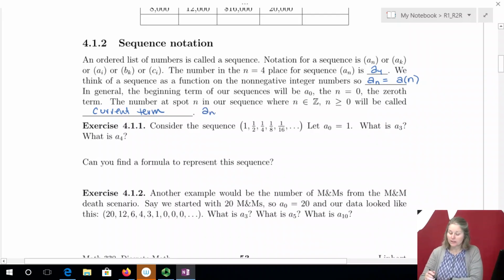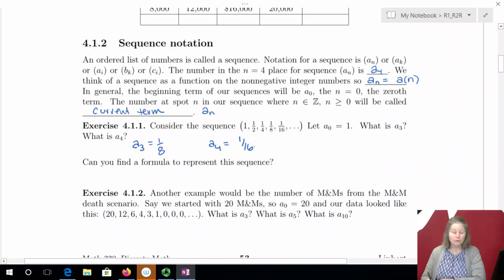So let's consider a sequence. This sequence starts with 1, and then you get 1/2, and then 1/4, 1/8, 1/16, and so on. Let a sub 0 equal 1, so we would say the first term is 1. What is a sub 3 and what is a sub 4? Let me start with a sub 3. If that's 0, 1, 2, 3, then a sub 3 would be 1/8, and a sub 4 would be 1/16.